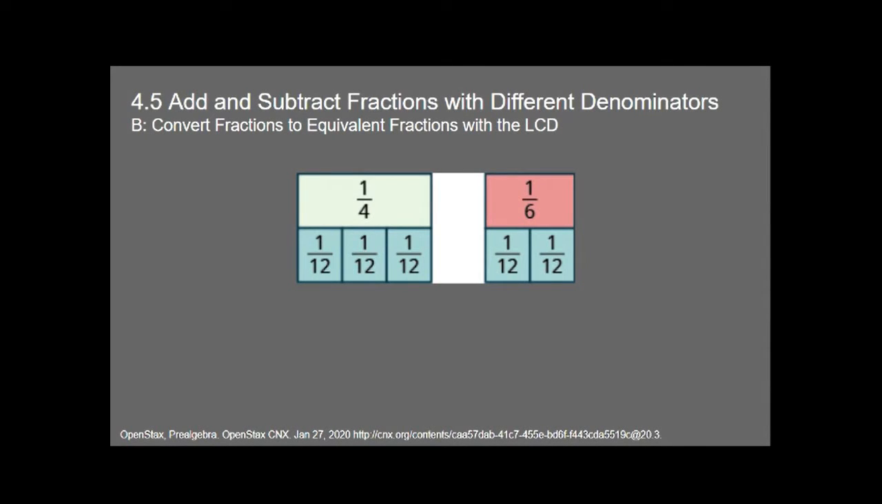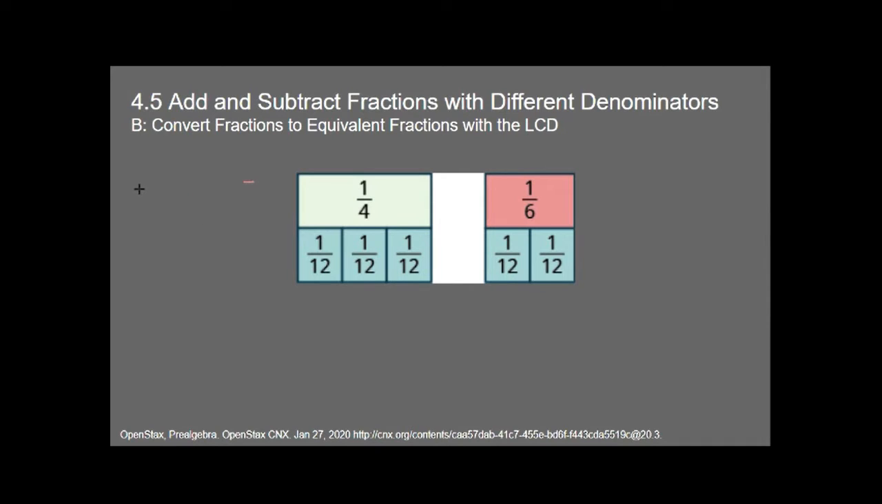This is 4.5b, convert fractions to equivalent fractions with the LCD or least common denominator from OpenStax PreAlgebra. So if you remember before, we have converted fractions into equivalent fractions.